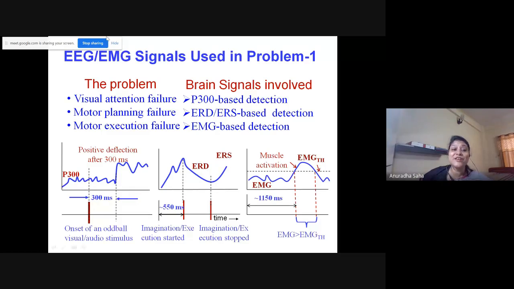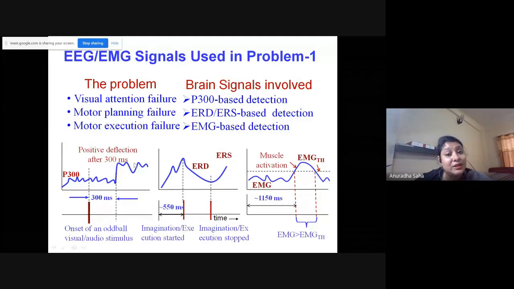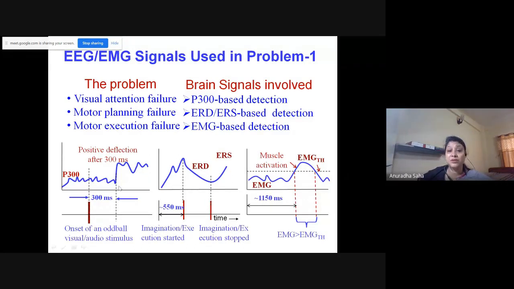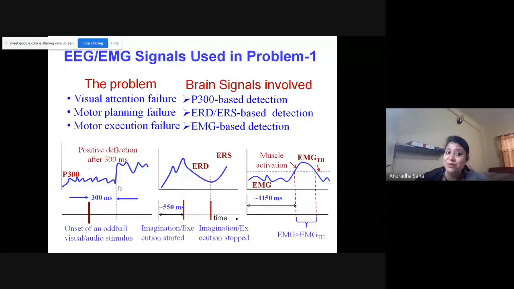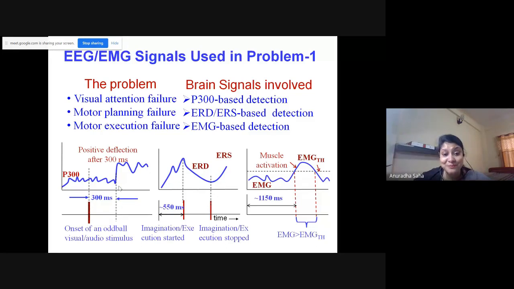So in the driving case, this P300 can be detected, and it is used as a biomarker to identify whether the driver is having visual attention failure or not. If the driver does not show a P300 response even after 300 milliseconds from the onset of the change in traffic light, then obviously the driver must be having visual attention failure. That means the driver is not visually alert.